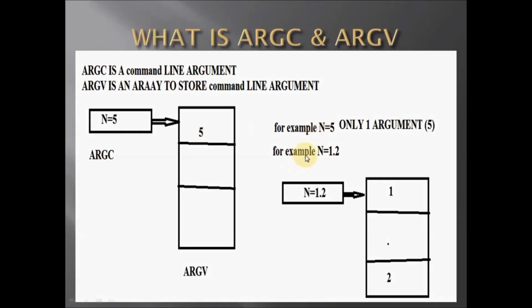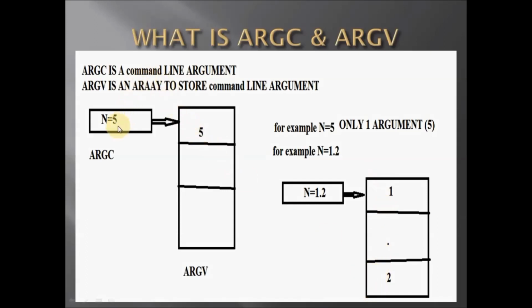But suppose you are giving a floating point number 1.2. How will 1.2 be stored here? See, you can see here 1 is stored in argv of 1, point is stored in argv of 2, and 2 is stored in argv of 3. Getting, guys? So your command will be stored in the argv array like this. This is very important, you have to know this.